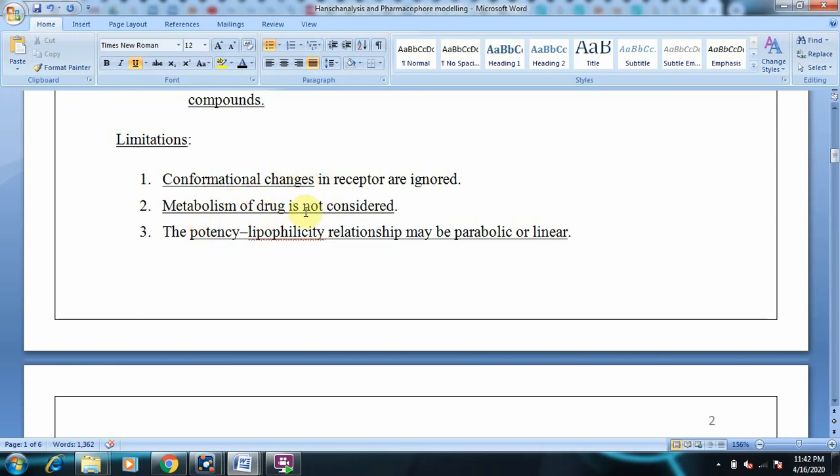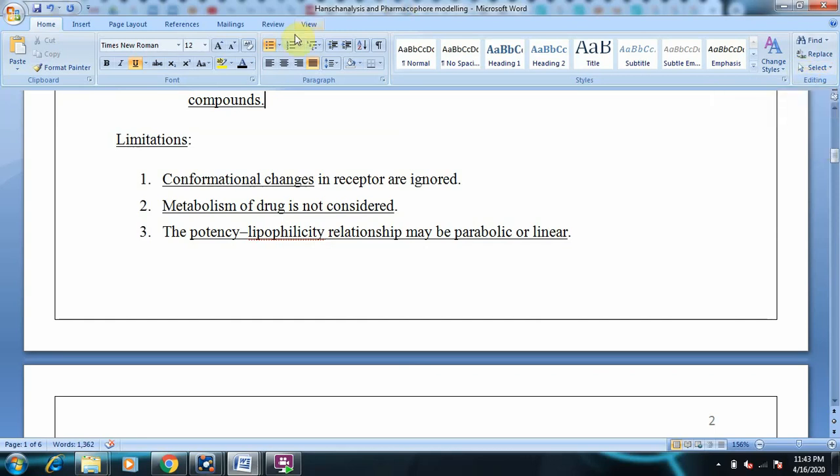The metabolism of the drug is not considered. This is another limitation. The potency lipophilicity relationship may be parabolic or linear. Linear means it is in the form of a line, either a straight line moving up or a straight line moving down, but it is a straight line. Or it may be parabolic, which means it is non-linear.